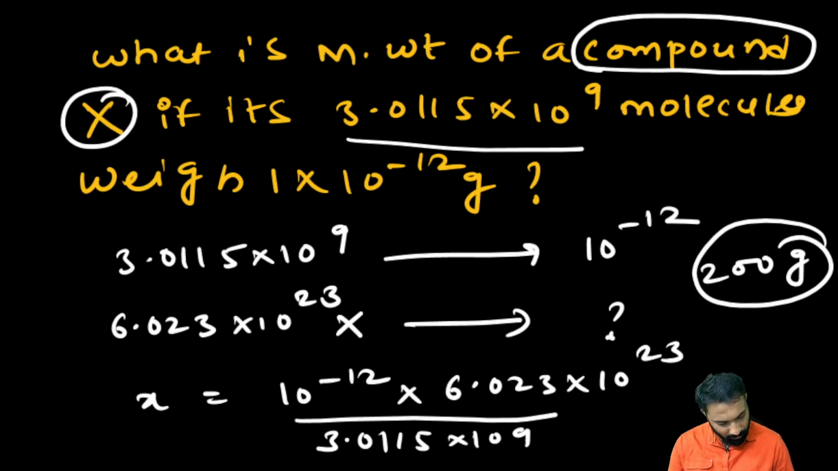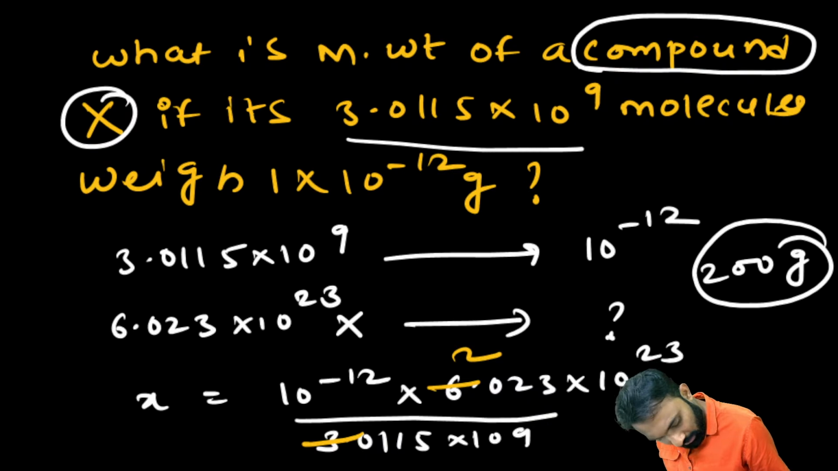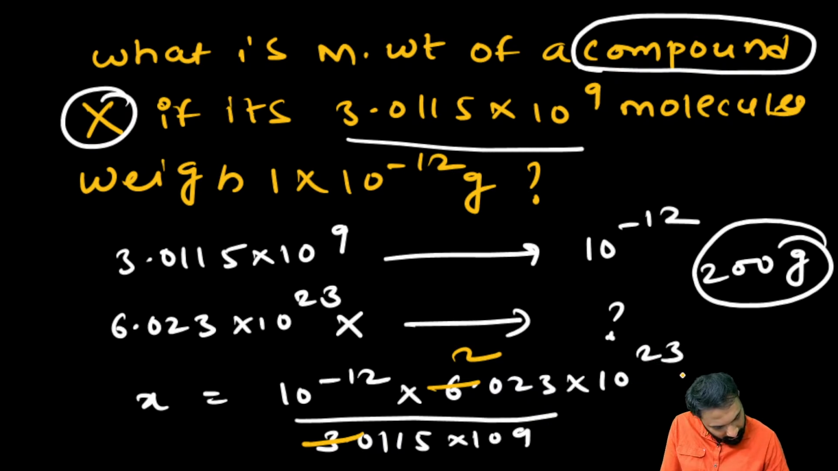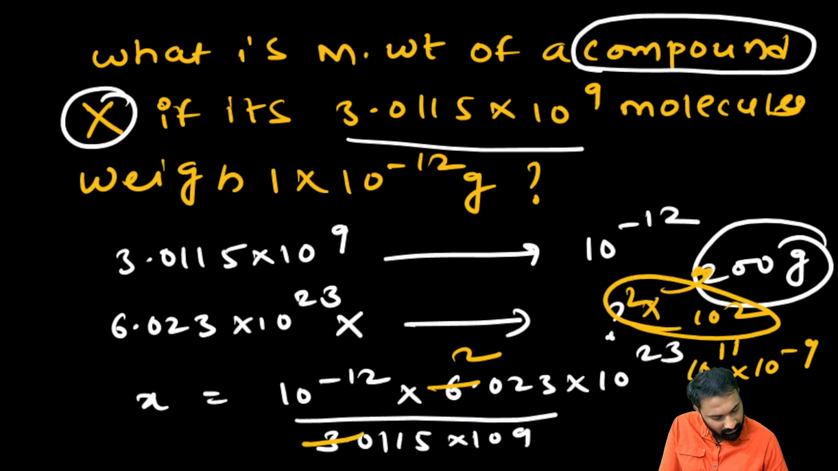If you are doing the calculation, you are getting the answer. This will become 2, right? Now this will become 10 to the power 11, and 10 to the power minus 9. It will become 10 to the power 2. 2 into 10 to the power 2 will give you 200 only, right? Why calculate, my dear?